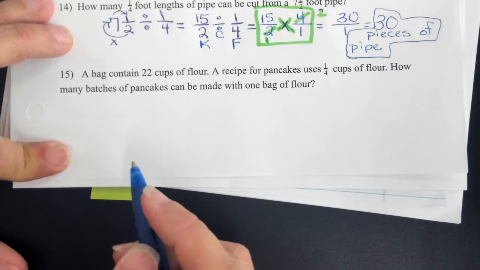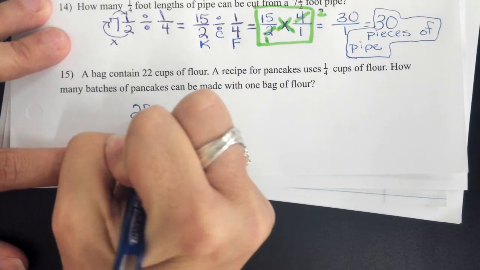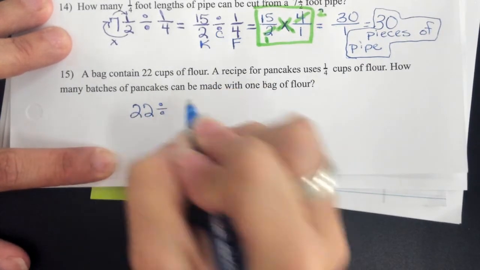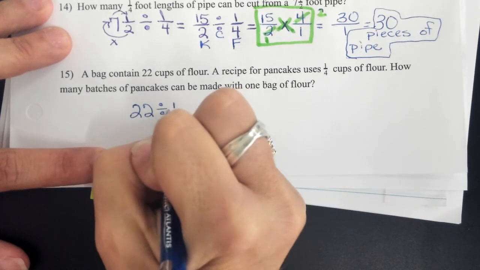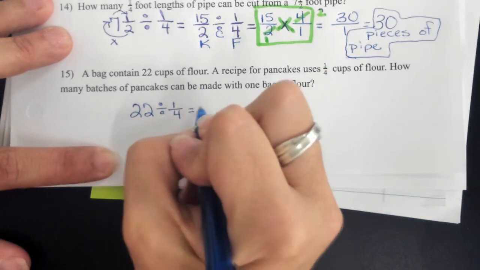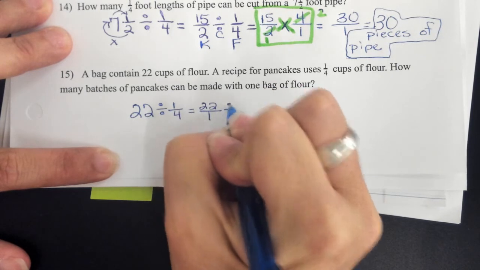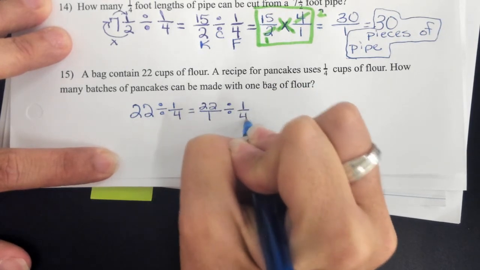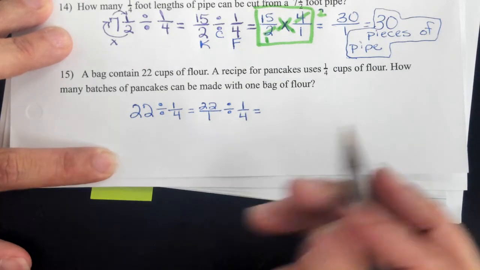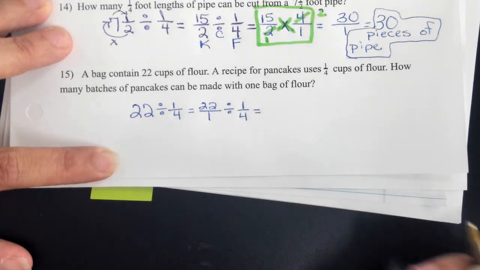They do this all the time. So, what is the big amount we're starting with? 22. It doesn't seem that big, but it's cups of flour. It's like a bag. We're dividing it by 1/4. Okay, so go back to all the rules we already know. 22 is really 22 over 1. Keep the divided by 1/4 until you get it all nice and pretty. Once you get only tops and bottoms is when we're going to keep, change, flip.